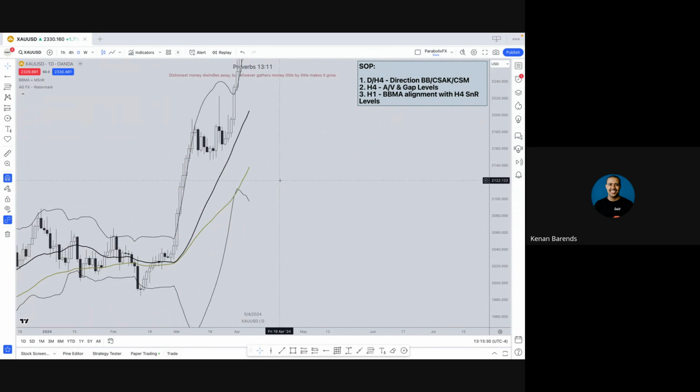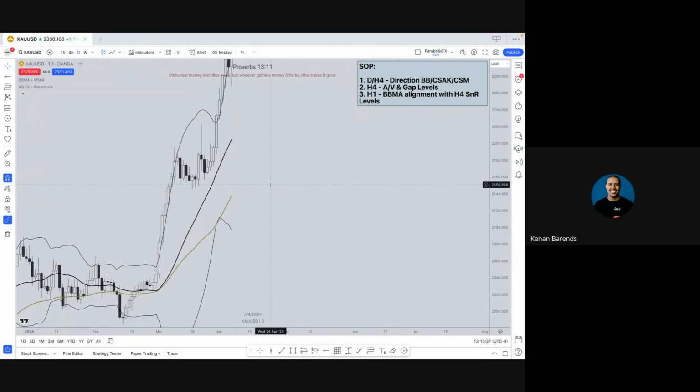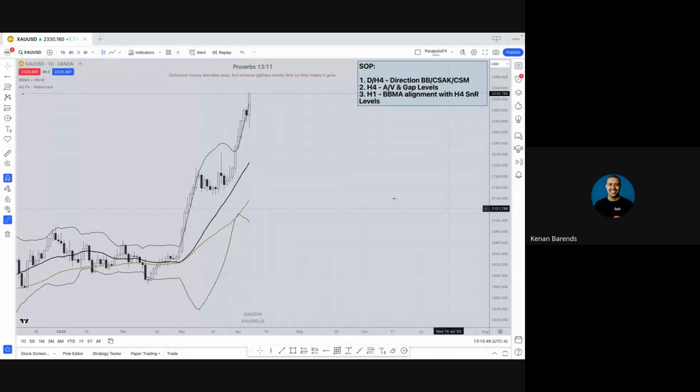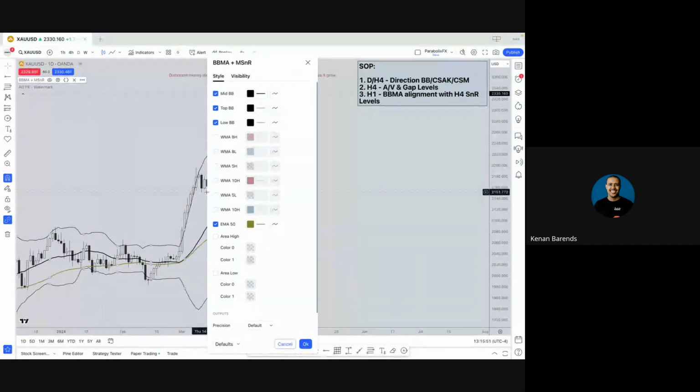I don't personally use the EMA 50 that much, because I will show you how I determine the direction of the trend based on just using the Bollinger Bands and using the 5 and 10 moving average and the indicator that I have customized to my liking. I'll show you exactly how I determine my direction. Okay, so that's the EMA 50.